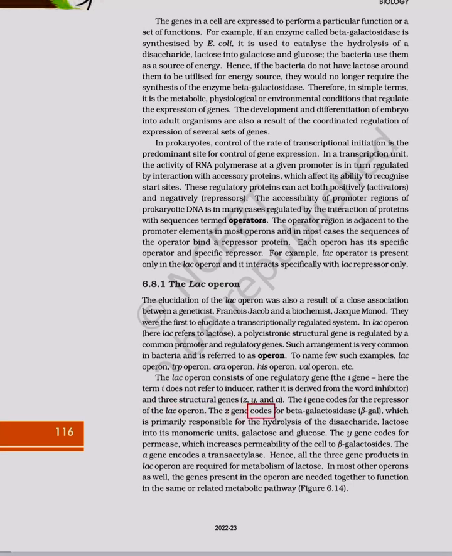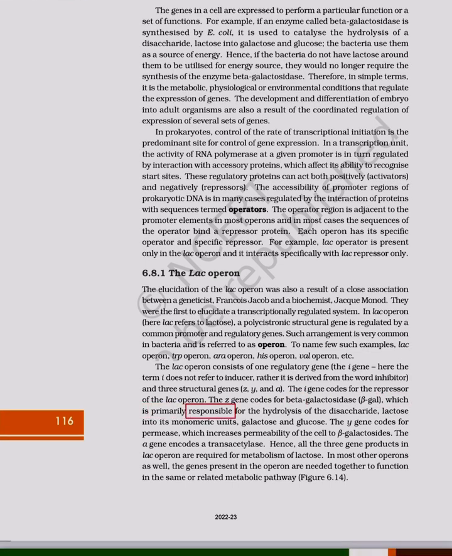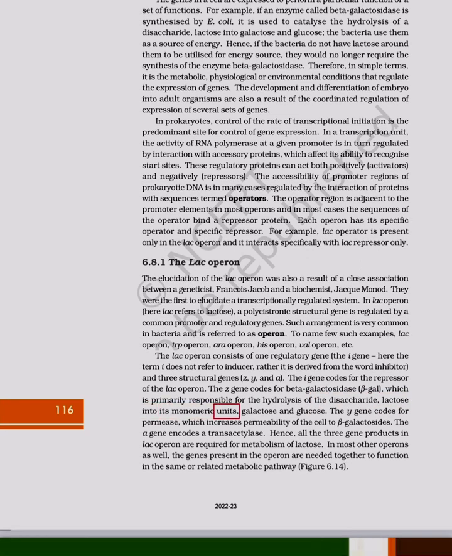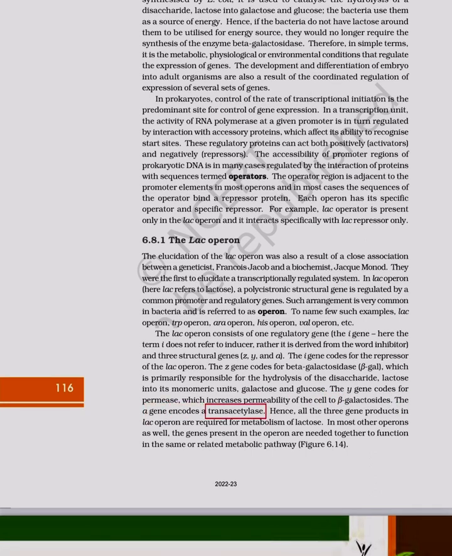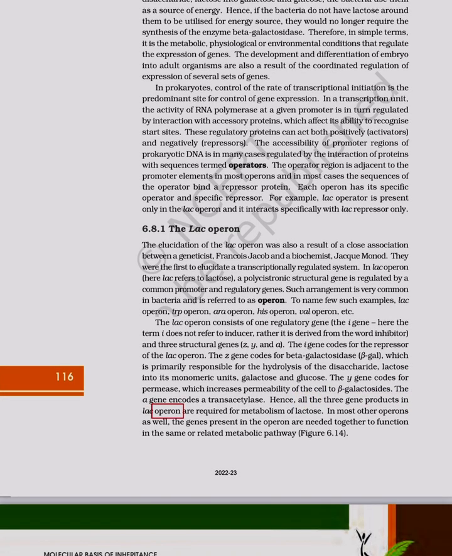The Z gene codes for beta-galactosidase, which is primarily responsible for the hydrolysis of the disaccharide lactose into its monomeric units, galactose and glucose. The Y gene codes for permease, which increases permeability of the cell to galactosides. The A gene encodes a transacetylase. Hence, all the three gene products in lac operon are required for metabolism of lactose.